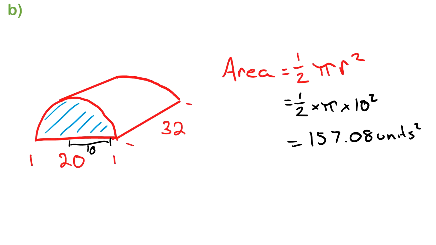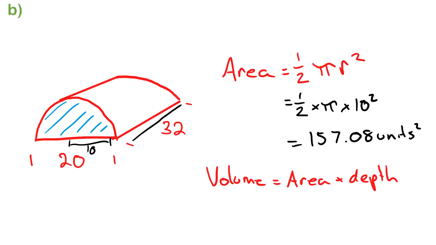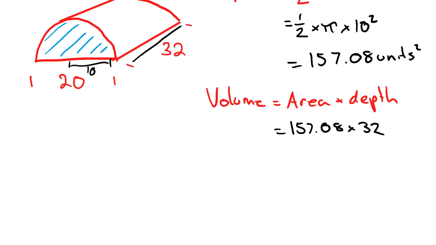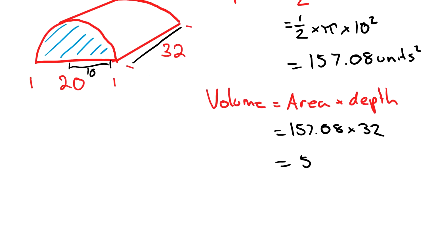Now we can go on and do our depth. So volume, not area. We've already found our area. Volume equals area times depth. So in this case, our depth is this 32 here. So 157.08 times 32. And that comes out as 5,026.55 units cubed.